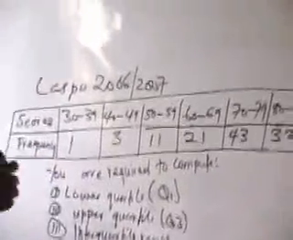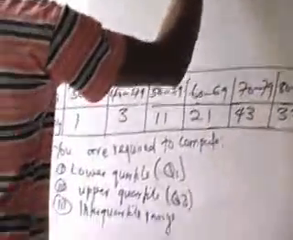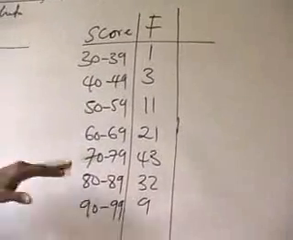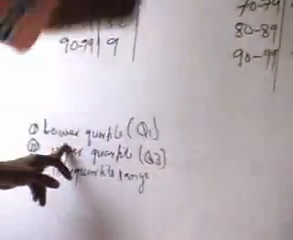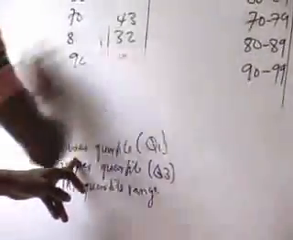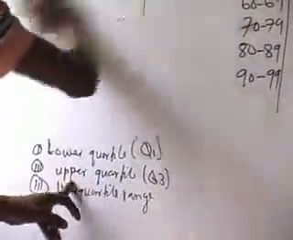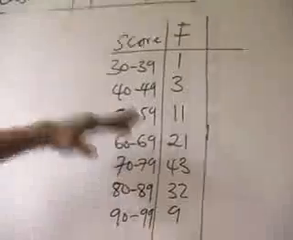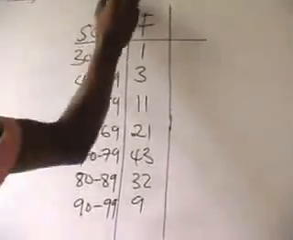Then after which you are now asked to solve this problem. So let's look at the solution. Now, the question is this. What they ask us to determine is the lower quartile, upper quartile, and interquartile range. Are we together? So this is now the solution.